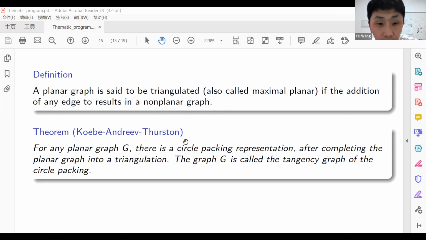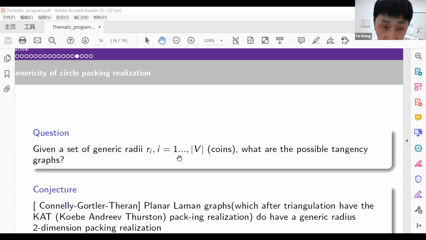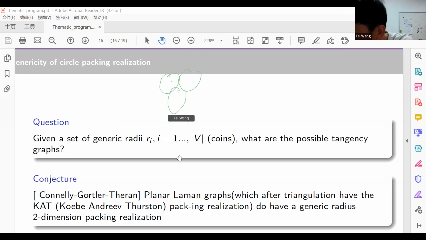So there's a question which asks what they call the generic radius circle packing question. So given a set of generic radii Ri, these generic radii are just coins, right? You can think about this: I have a bunch of coins, where the radius of each coin is Ri. So this is the circle packing graph, this is the tangency graph.